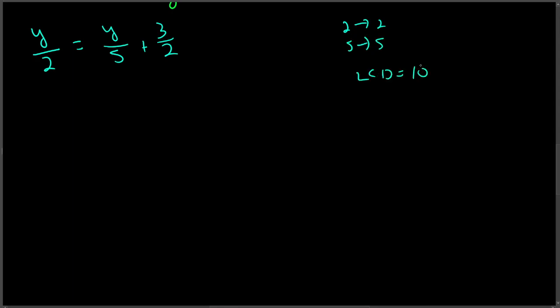Sometimes I have fractions everywhere, and I don't have a nice clearing term. And so if I have y divided by 2 equals y divided by 5 plus 3/2, well, I can find the LCD. So if I look at all these fractions, 2 is prime and 5 is prime, and so the LCD is 10. So I can multiply the whole equation by 10. And what that means is I'm multiplying both sides by 10.